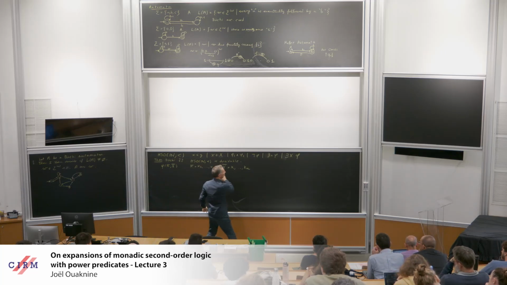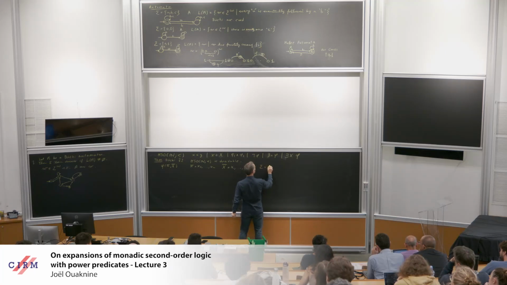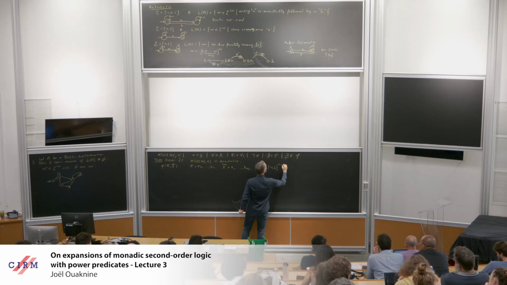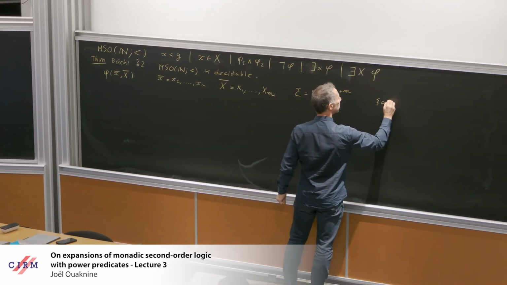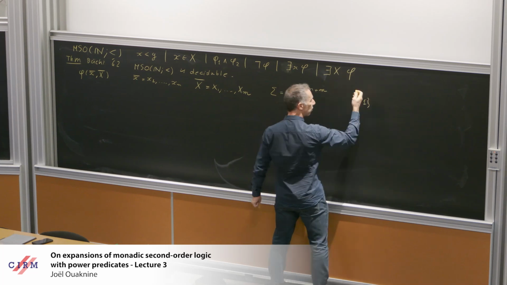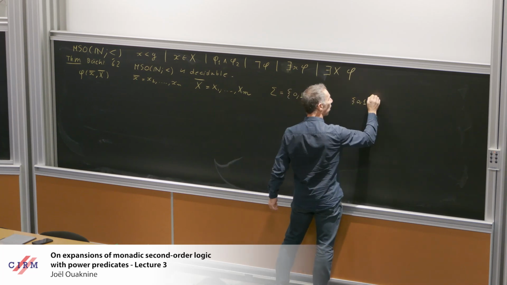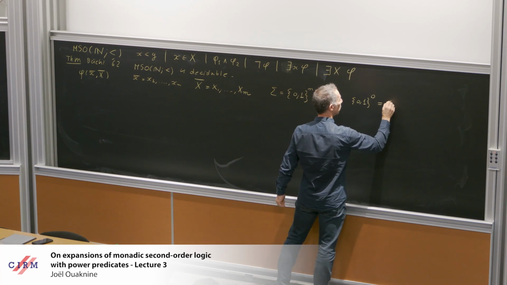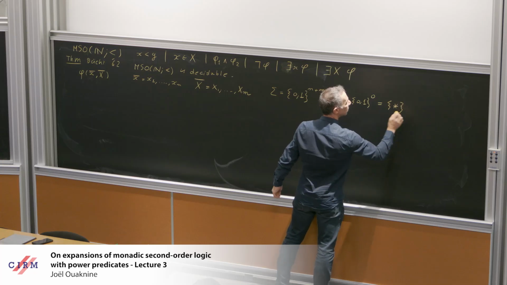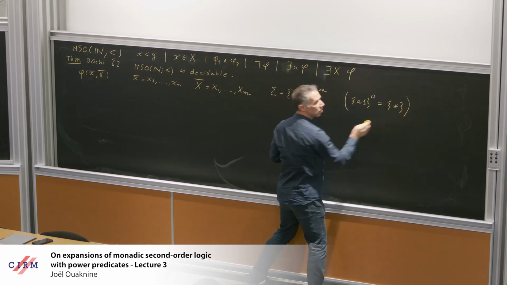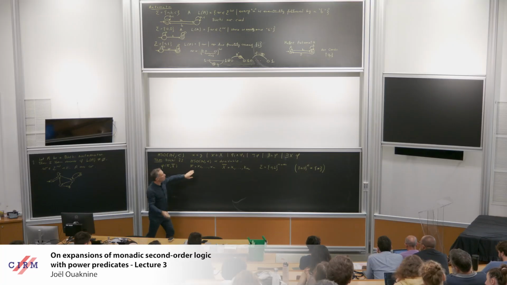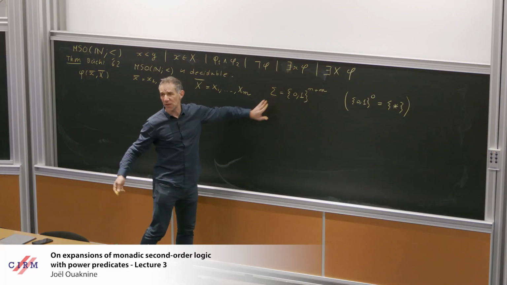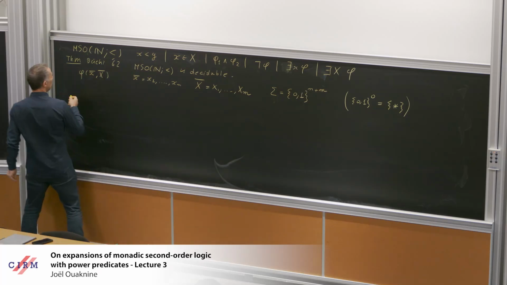Now, given such a formula, I'm going to define an alphabet, and my alphabet is going to be {0,1}^(n+m). The convention here is that if n plus m were 0, in other words, if there were no free variables, this by convention is simply a singleton set. Okay, so just in case you're wondering what the 0 case is. So I'm going to define this alphabet.